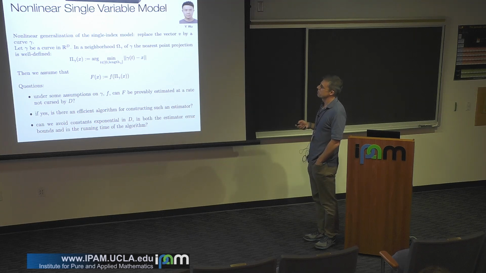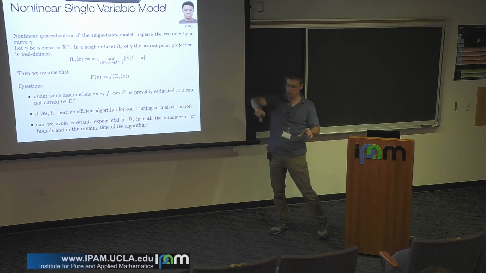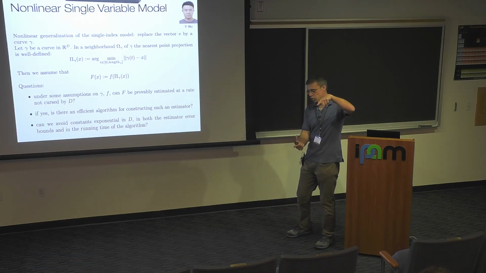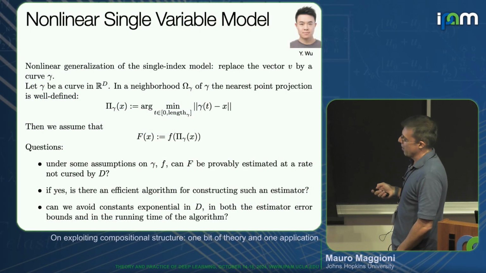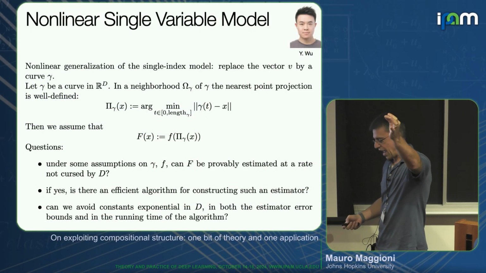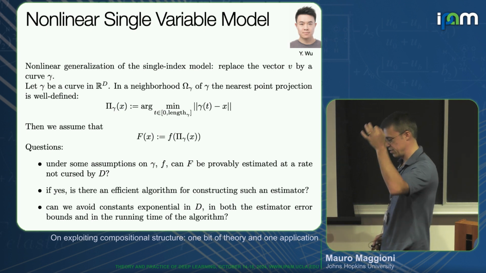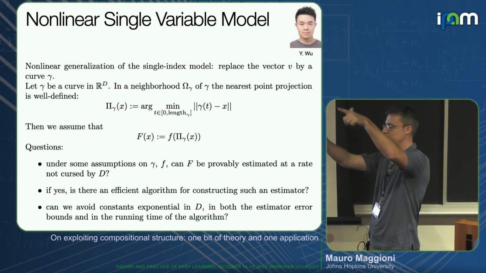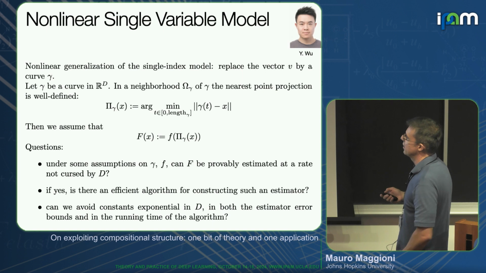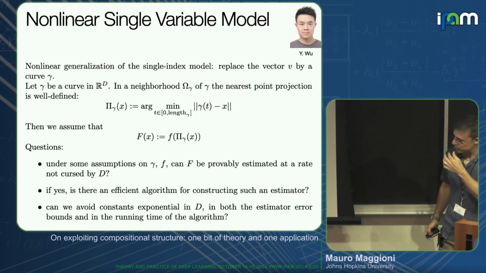So there is a curve in R^D. There is a neighborhood around this curve. You should think of this curve as having curvature about 1. You should think of taking a tube of radius about 1 around this curve. And in the single index model, we were taking x and projecting it onto the line v. The analog in our context is you have x and you project it to the nearest point on the curve to x. This is well defined in this tube around the curve. And then we assume that the function F is a small f of pi_gamma of x, where pi_gamma of x is the closest point on gamma to the point x.